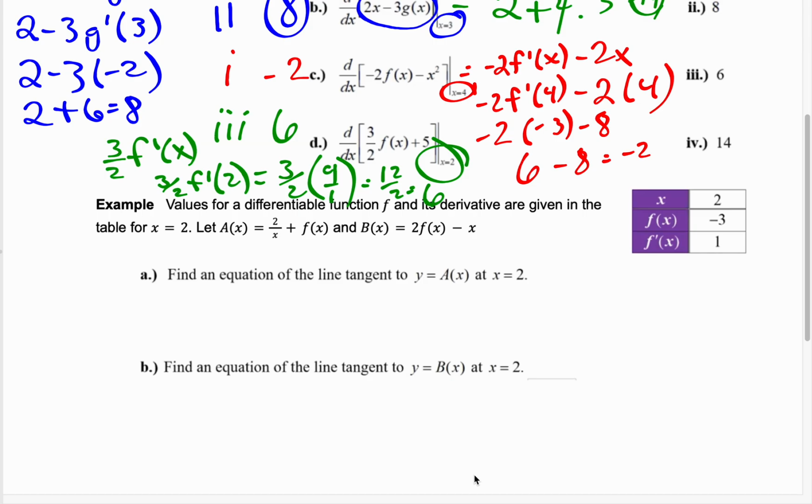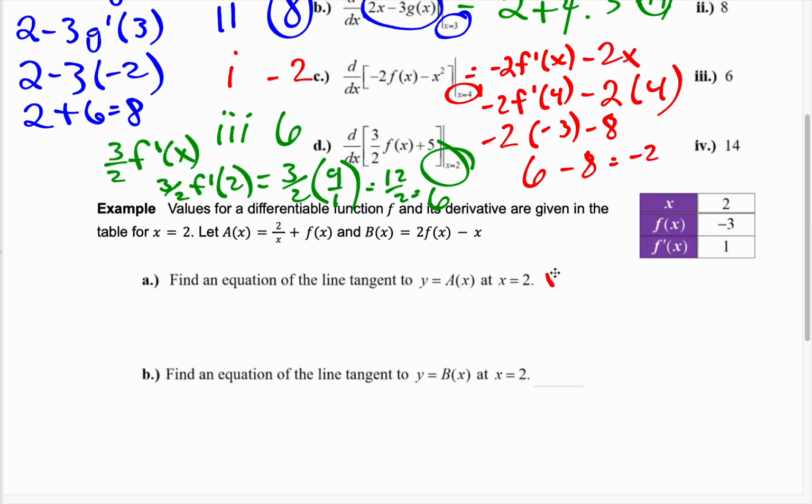So in this video, I'm going to finish up the lesson we started today on 3.0 power, constant, sum, and difference, and transcendental derivatives. So here we are. Here's the example. It says values for a differentiable function f and its derivative are given in the table for x equals 2. It tells us what a of x is and tells us what b of x is. Find the equation of the line tangent to y equals a of x at x equals 2.